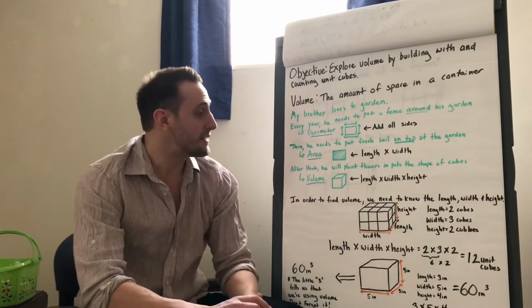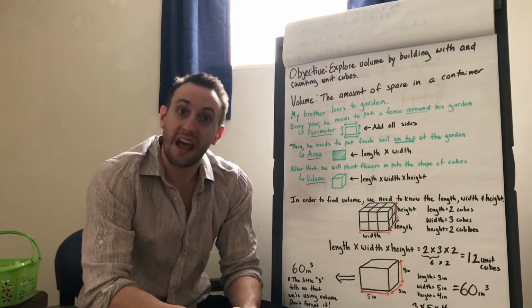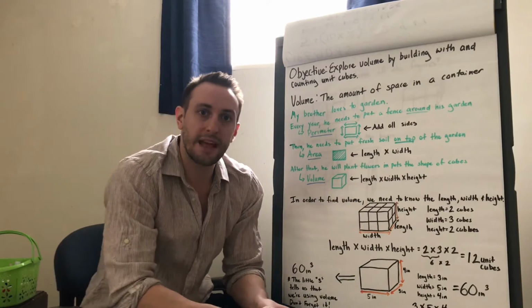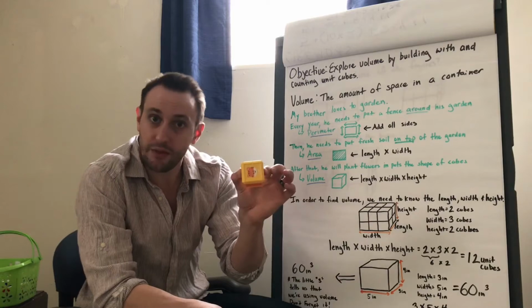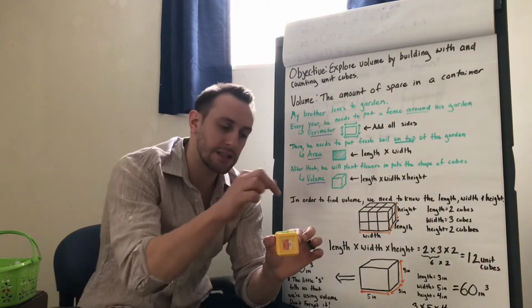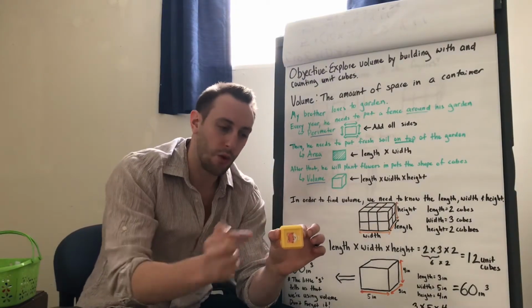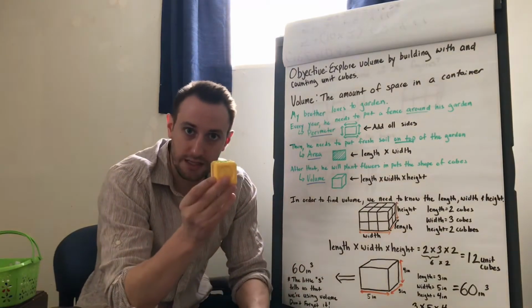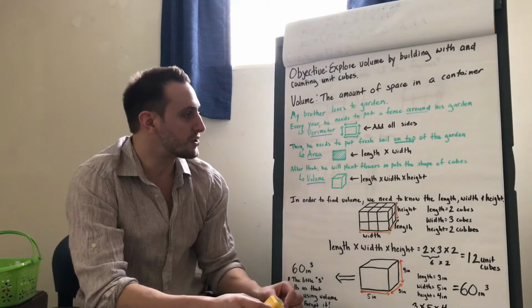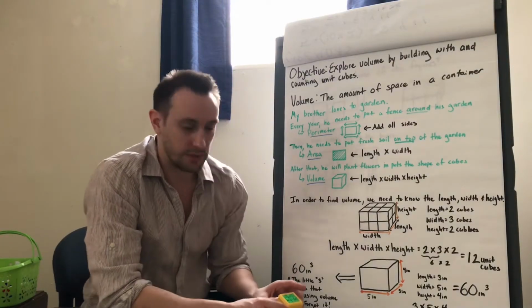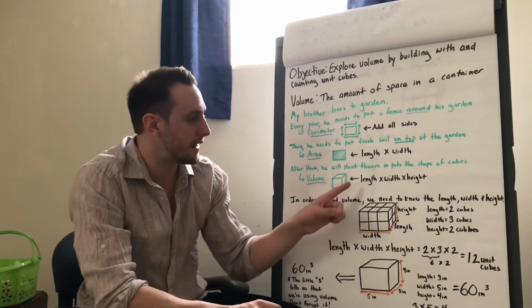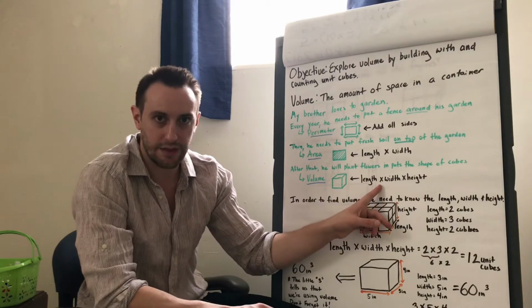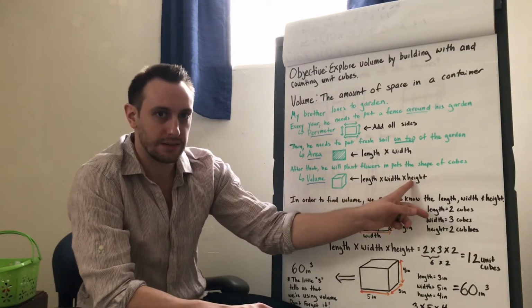Now after that, he wants to plant flowers in his garden. And he's going to plant them in pots that look like this. They're cubes. And he needs to fill the cube pots with soil. So in order to know how much soil he's going to put in a pot, he needs to find the volume. So now he needs something else. He needs to find the length times the width times the height.